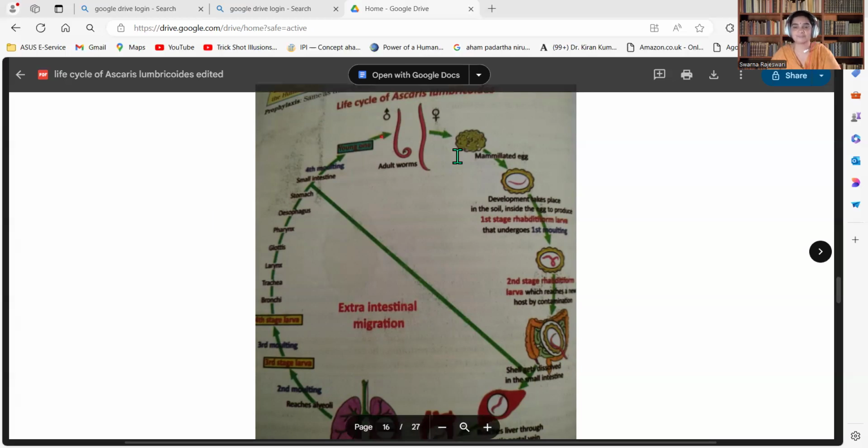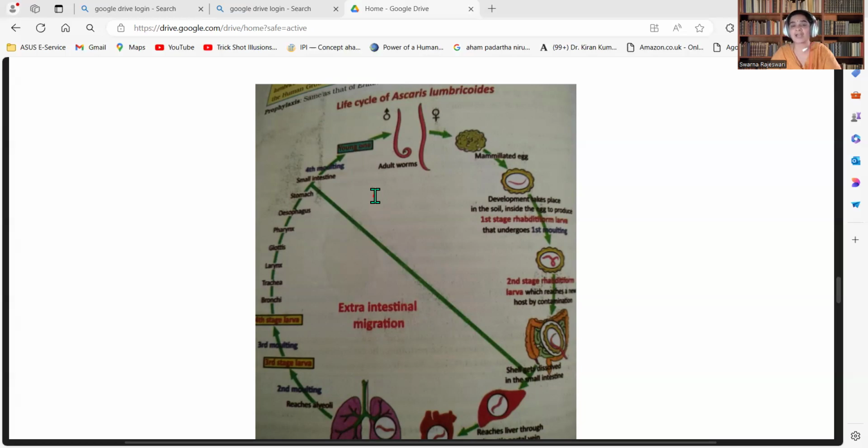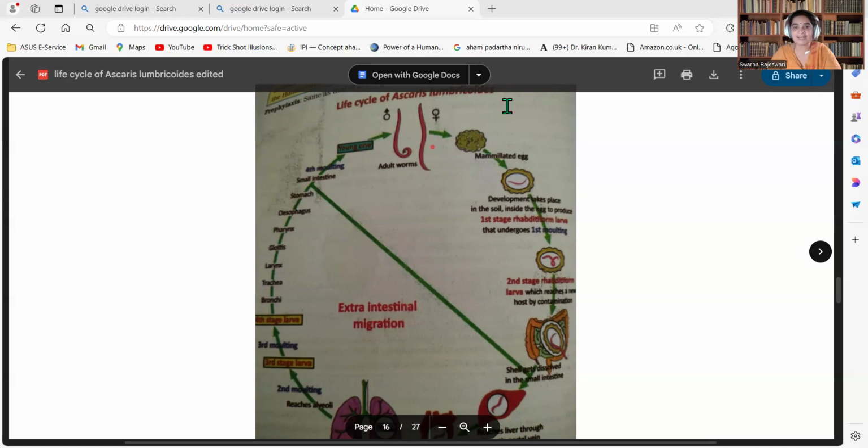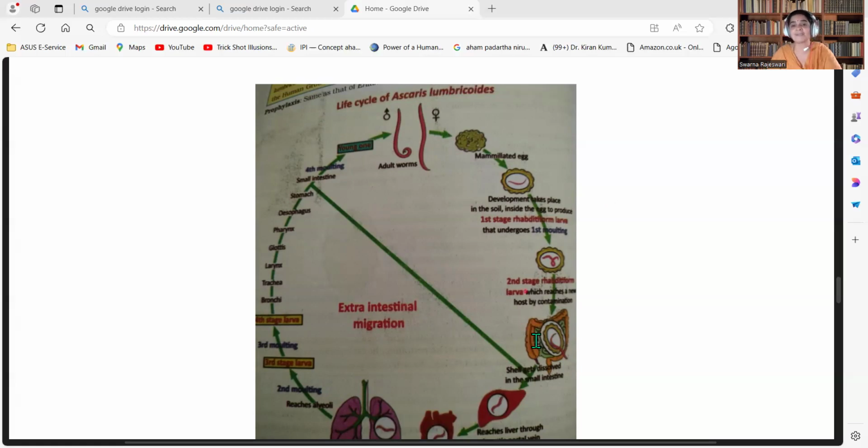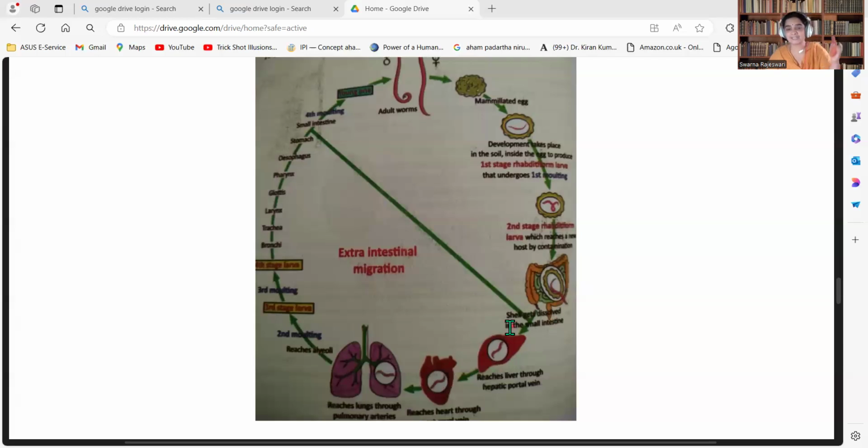So the cycle continues. When we are describing Ascaris, it is one of the important long answers which is present in your IPE, in the first year. So when we are describing the life cycle of Ascaris, mainly we have to remember the mamillated eggs, and we have to remember the Rhabditi form larva, the two moltings which are happening in the soil, and after that it is coming into the intestine due to the contamination, and after the dissolving of the sheath, the Rhabditi form larva is coming out and is undergoing a migration which is called extraintestinal migration.